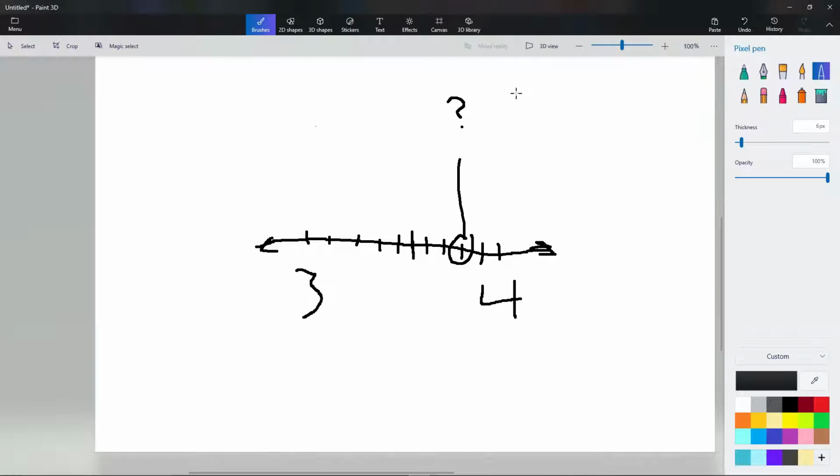If you said 3.8, you'd be right, because the middle right here is 3.5, and we can count to get there. We got 3.1, 3.2, 3.3, 3.4, and finally 3.5, and 3.6, 3.7, 3.8. This is 3.8. So we're done here. You have learned how to do decimal counting.